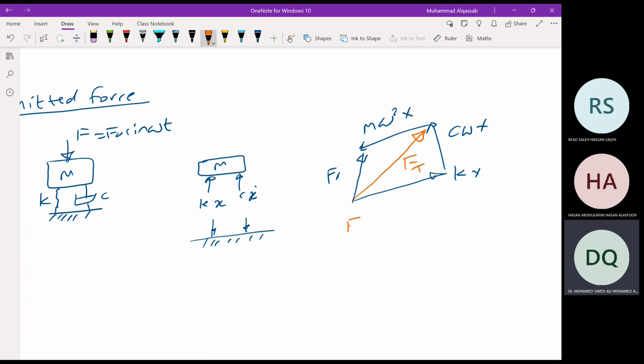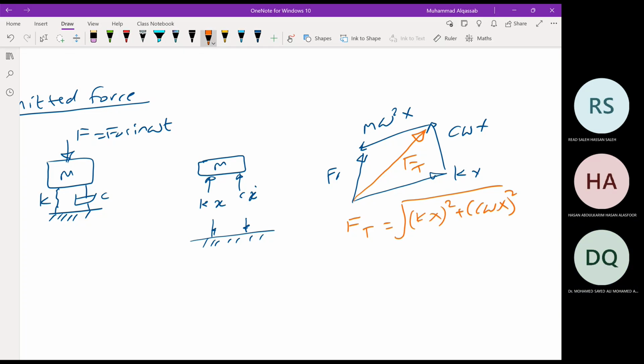So F of t, the magnitude, is the square root of kx squared plus c omega x squared. You can take kx common. This will be kx times the square root of 1 plus, when you take kx outside, c omega over k squared. And you know that this is equal to 2 zeta omega over omega n.